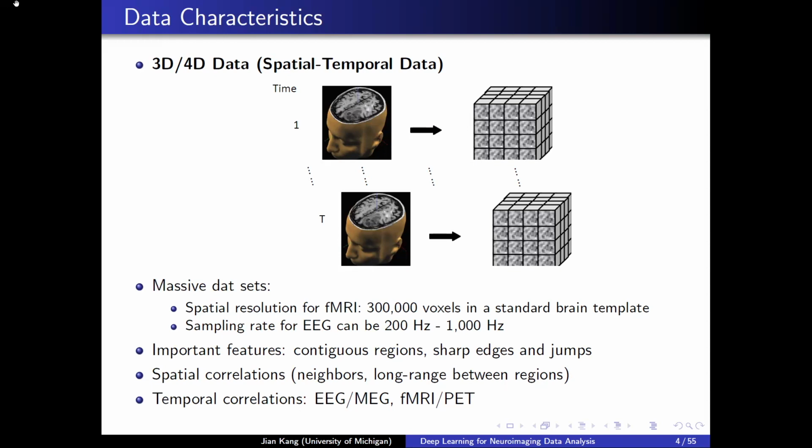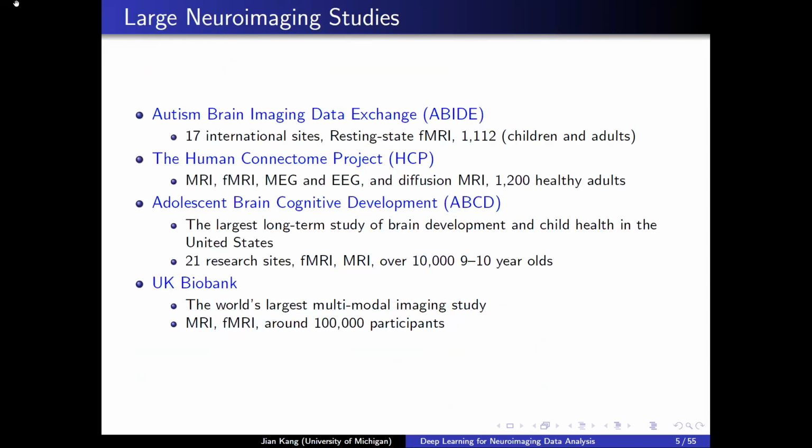There are several large neural imaging studies going on that collect more and more data. Here are a few examples. The Autism Brain Imaging Data Exchange study, ABIDE, is a consortium effort to collect data from 17 international sites, including structural imaging and resting state fMRI, with a sample size around thousands. There's also the Human Connectome Project, which collects multimodal imaging like MRI, fMRI, EEG and MEG, with a sample size around 1,200.